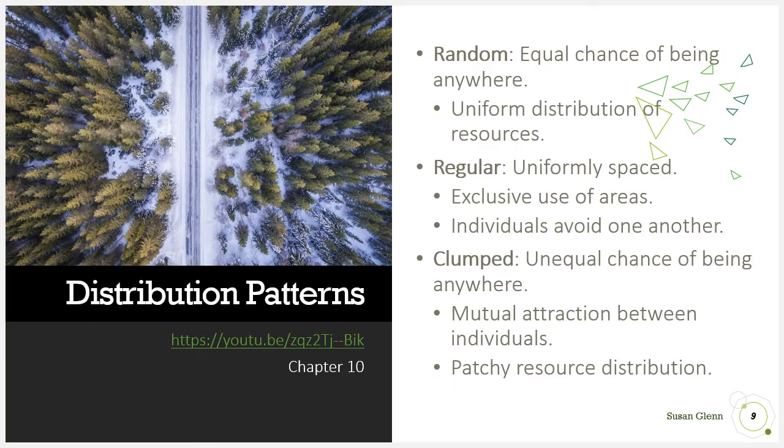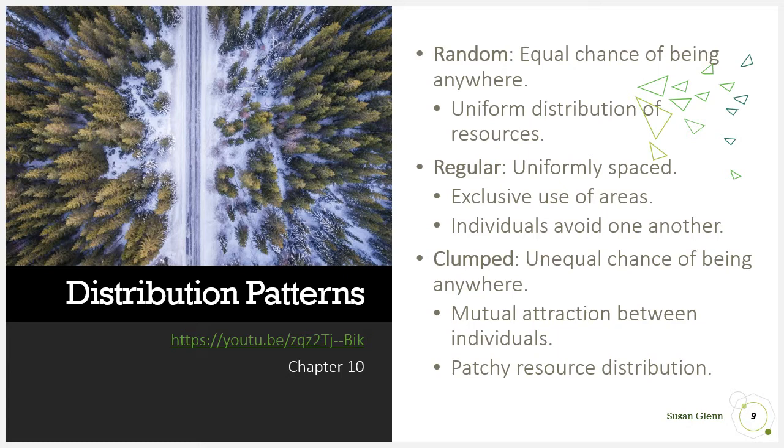I have a lecture completely on distribution patterns at small scales and large scales, and I will link those at the end of this video. But in general, when we're talking about patterns of dispersion, we're talking about whether the individuals of a population are found randomly across an area, which means you have an equal chance of finding them anywhere, whether they have a regular, uniformly spaced out distribution where they each have an exclusive territory or an exclusive area where they avoid each other, or whether they have a clump distribution where there's an unequal chance of being anywhere.